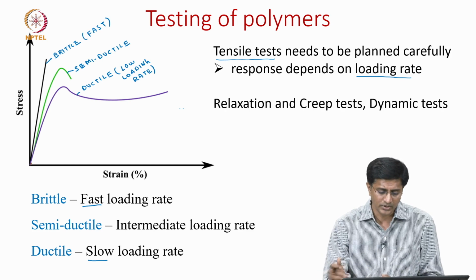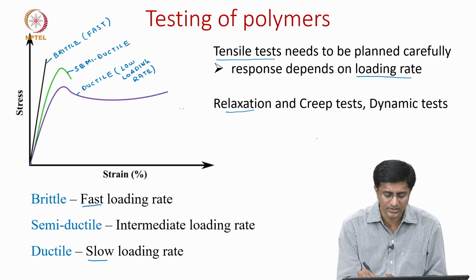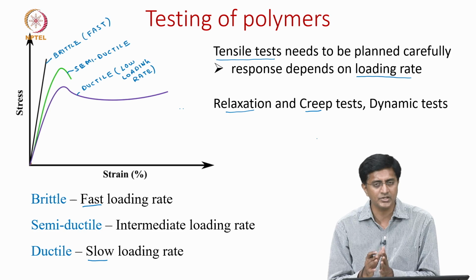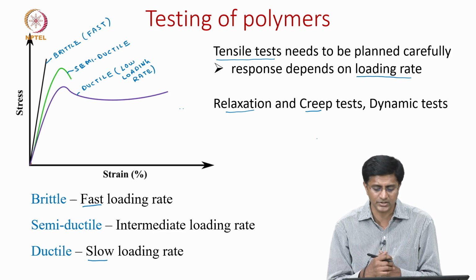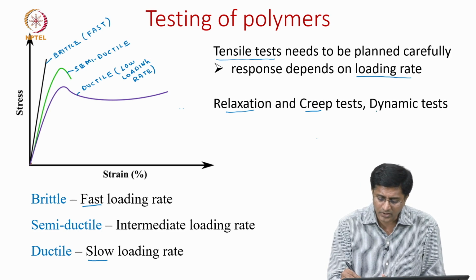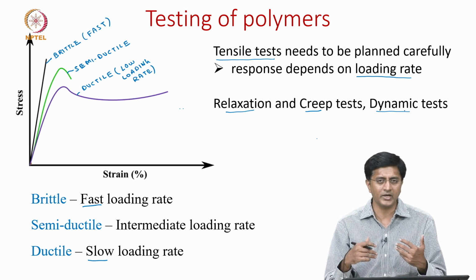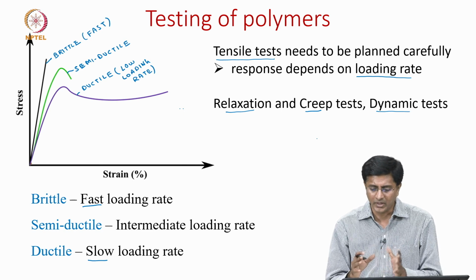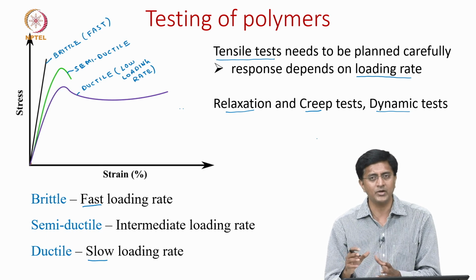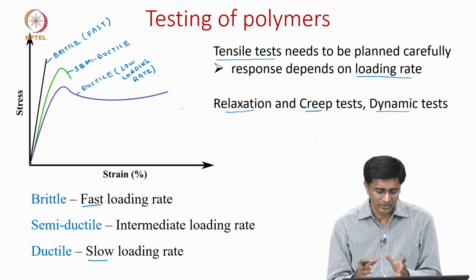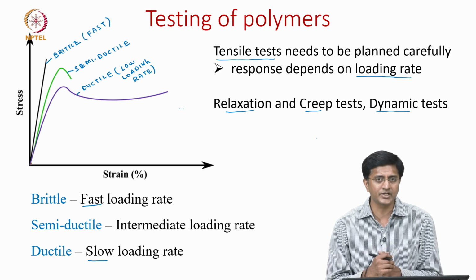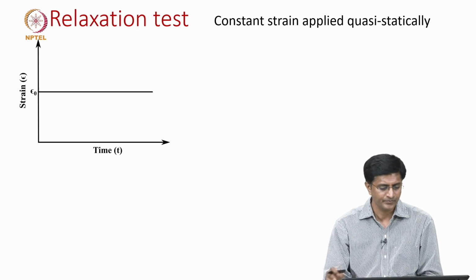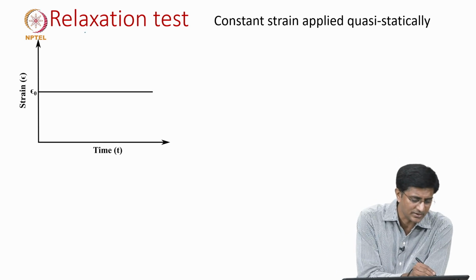For that, usually people do either a relaxation test or a creep test. We will go into greater detail about the relaxation and creep tests and see how the responses are different. But this can also be done using dynamic tests, where you apply a cyclic load or a cyclic strain and then measure the response. But this is not what we will be looking at this week. The dynamic test we will look at in a different week, but in this video we will look at the relaxation and creep behavior and how it changes with time. So, let us start with the relaxation test.